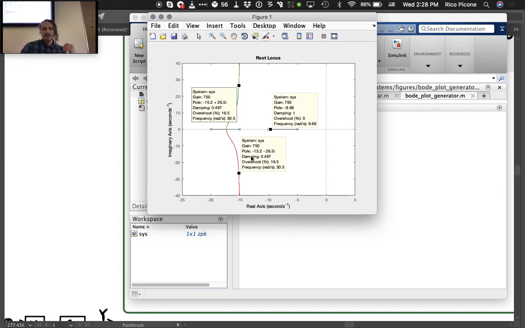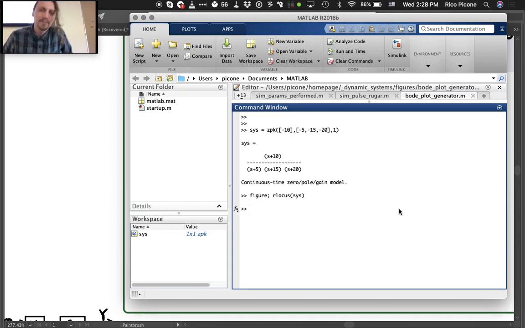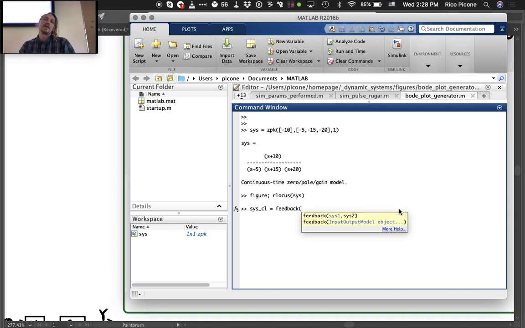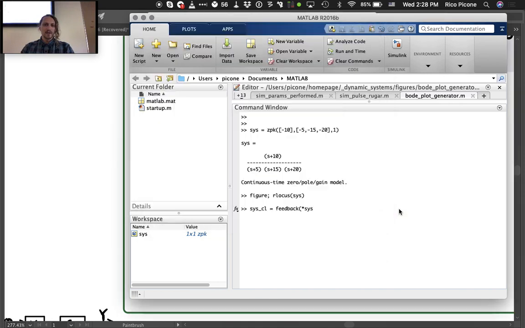Do we have time? Let's just do it. This is the part that I didn't prepare. So sys closed loop is going to be feedback of, let's do the open loop, which is sys, times the gain, which I said was what, 750.